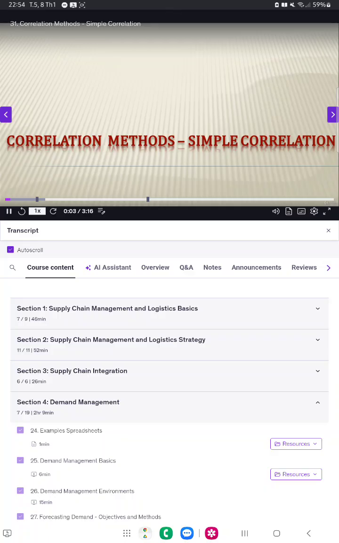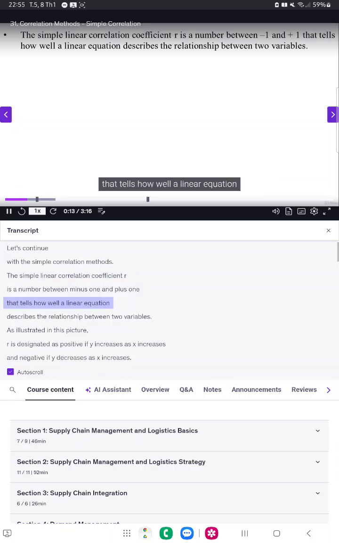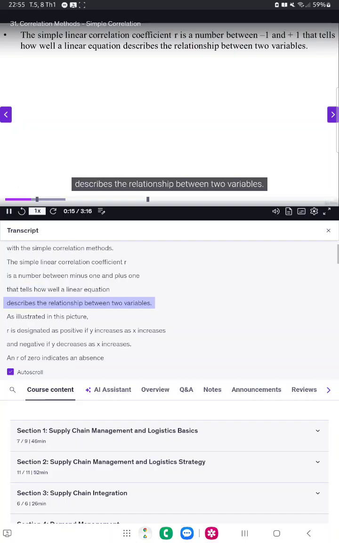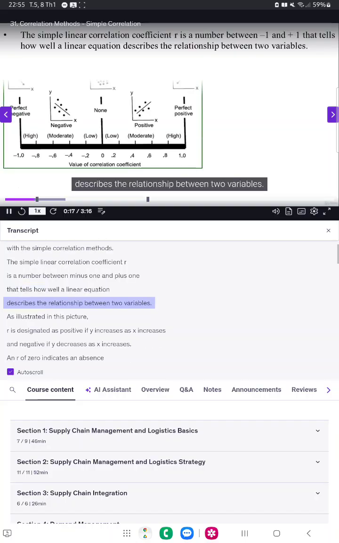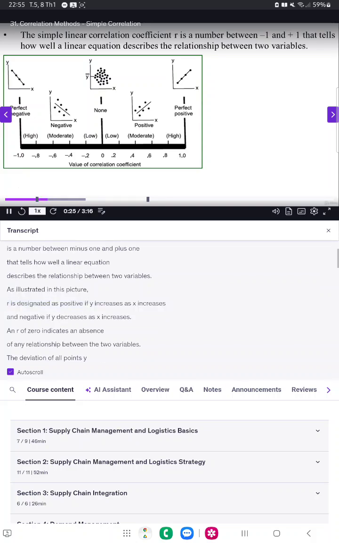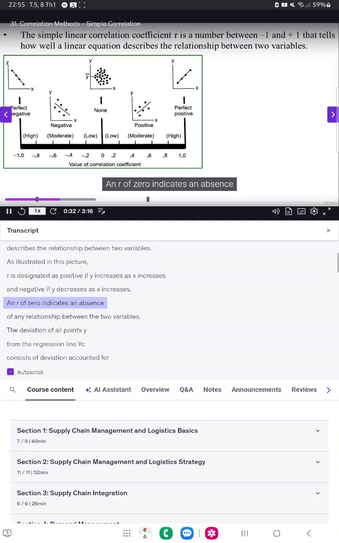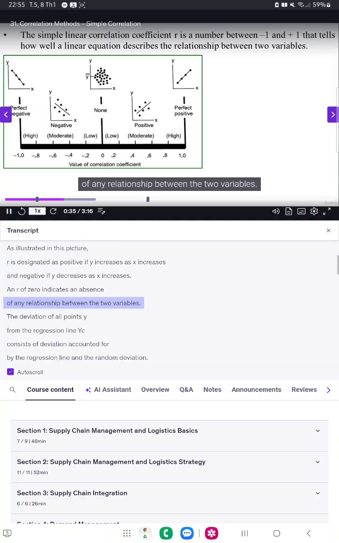Let's continue with the simple correlation method. The simple linear correlation coefficient R is a number between -1 and +1 that tells how well a linear equation describes the relationship between two variables. As illustrated in this picture, R is designated as positive if Y increases as X increases, and negative if Y decreases as X increases. An R of 0 indicates an absence of any relationship between the two variables.